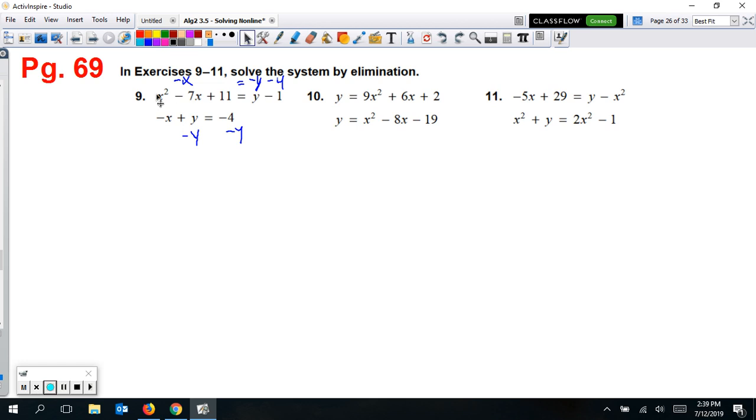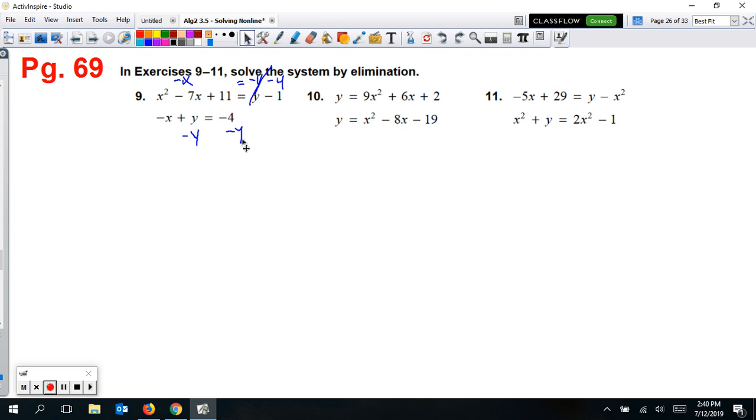As we combine these together, we're going to get just an x squared, and this will make a negative 8x, and then we'll have a plus 11 on that side. On the other side, we're going to be able to cancel out these y's right here. So there's where we're canceling out the y's.